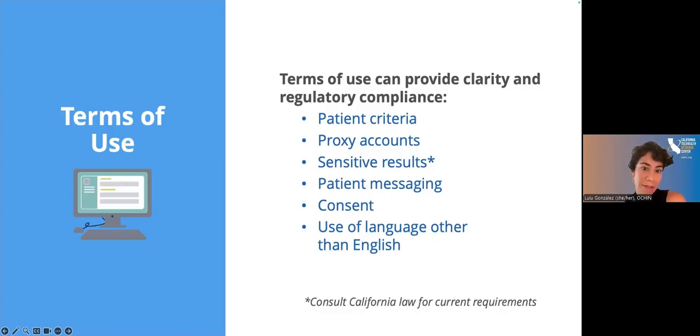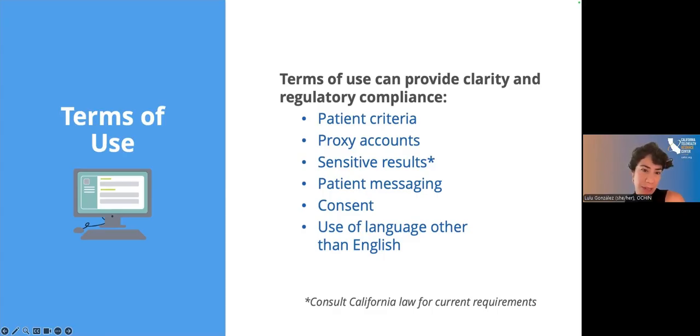First, it's important to define who is eligible to use the portal. Are there age restrictions or specific requirements for registration? For example, will minors under a certain age have limited access to certain health information? Defining this upfront helps avoid confusion and ensures compliance with privacy laws like HIPAA and state-specific regulations.